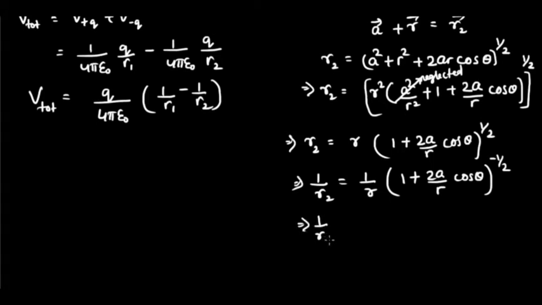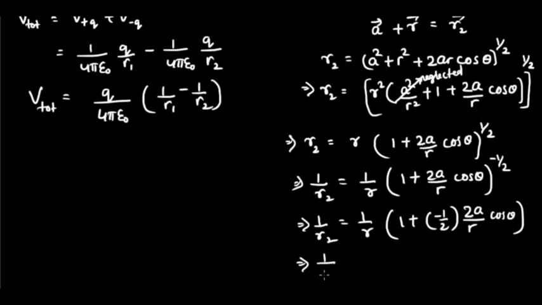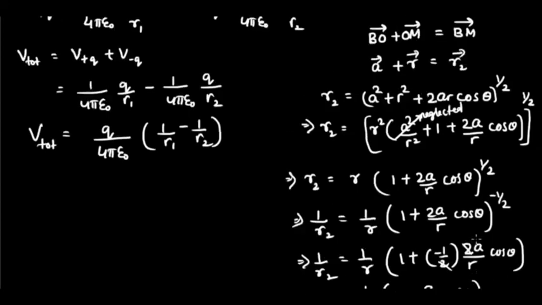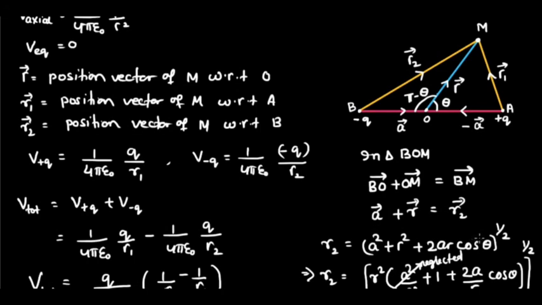So 1 by R2 will be how much? 1 by R into 1 plus minus half into 2A by R cos theta. That implies 1 by R2 equals 1 by R whole into, now this 2 and 2 will cancel, you will get 1 minus A by R cos theta. Is that clear? So we have found the value of 1 by R2. Now let us find the value of 1 by R1.